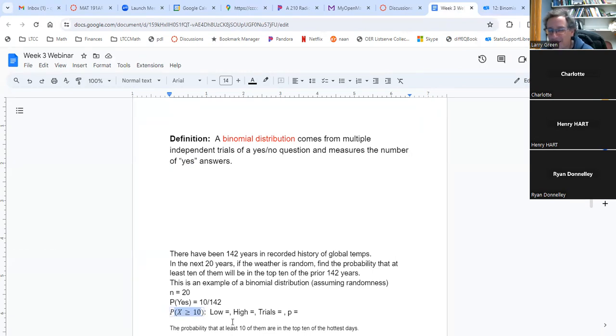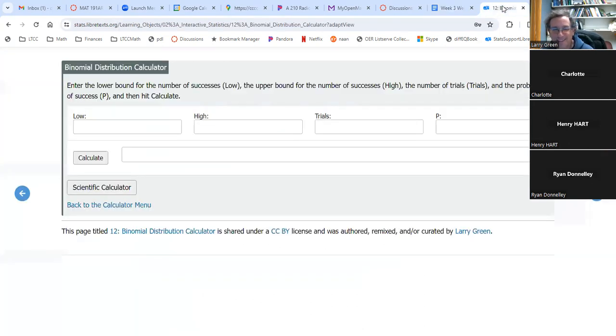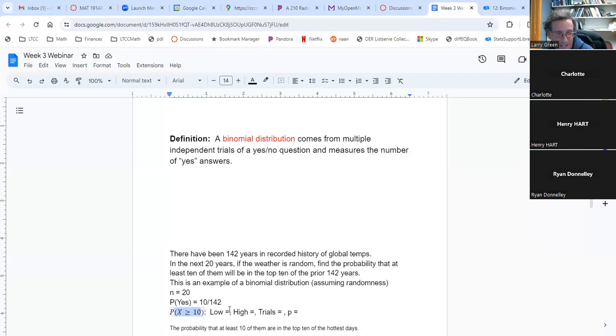What's the lowest number less than or equal to 10? Sorry, greater than or equal to 10. What's the lowest number greater than or equal to 10? 10. Okay, 10 is the lowest number greater than or equal to 10. So that's the low. Actually, maybe I'll put it here first. Low is 10.